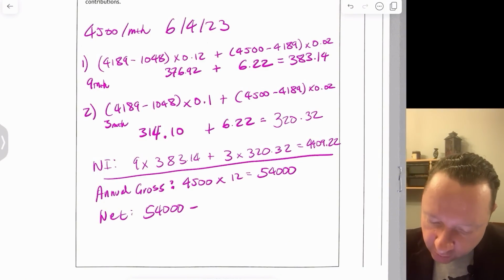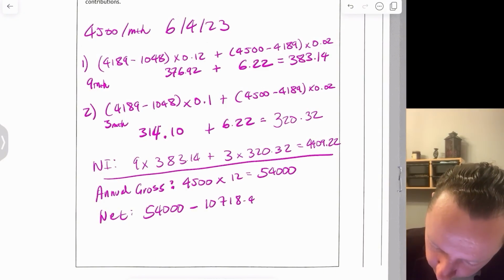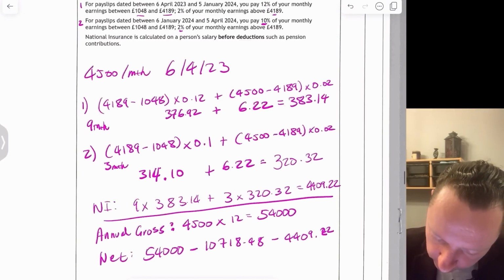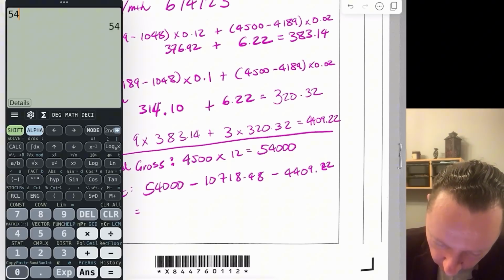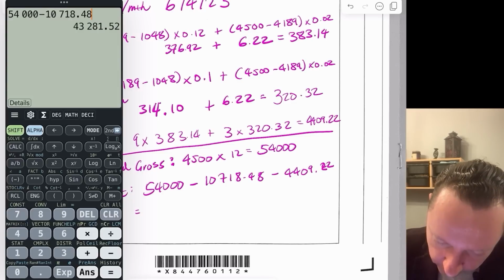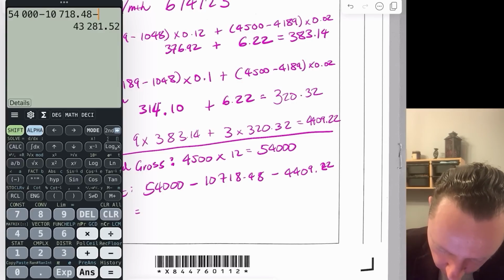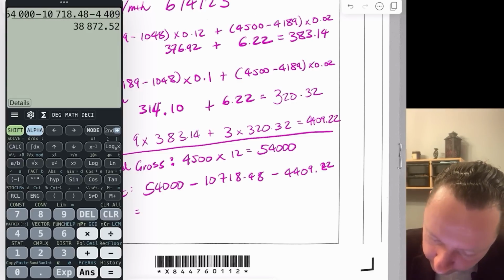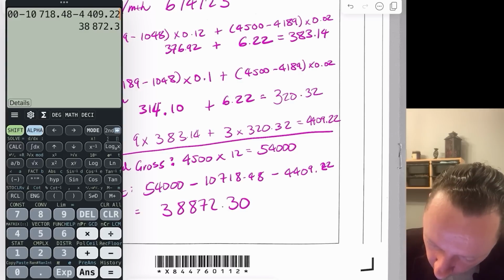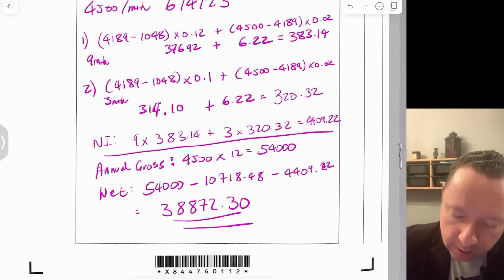So that's 10,718.48 minus 4409. Any other deductions? We've got tax, national insurance, no pension. No, that's it. 54,000 minus 10,718.48, minus again 4409 is 38,872. And we're done there.